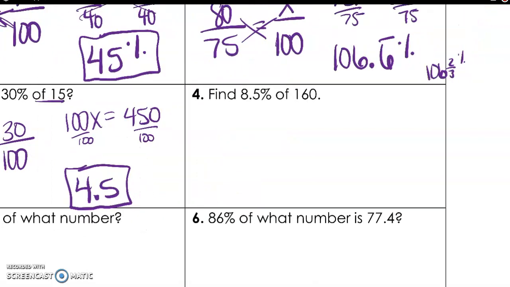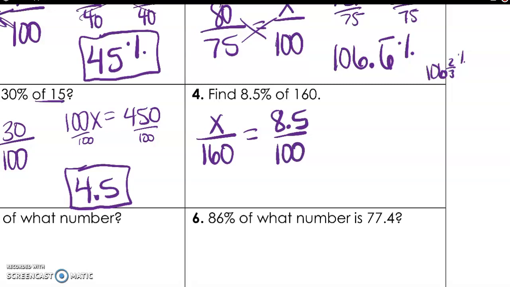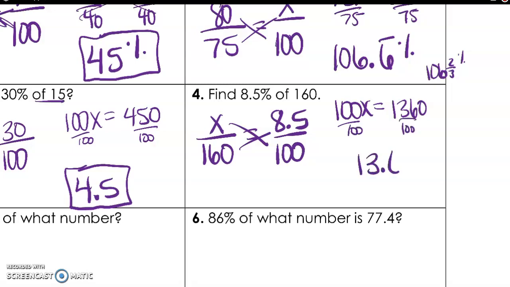This one doesn't have the word is. It says find 8.5% of 160. So you know you have your percent and you know you have your of. So x over 160 equals 8.5 over 100. Cross multiply, 100x equals 1,360. Divide, and we get 13.6.